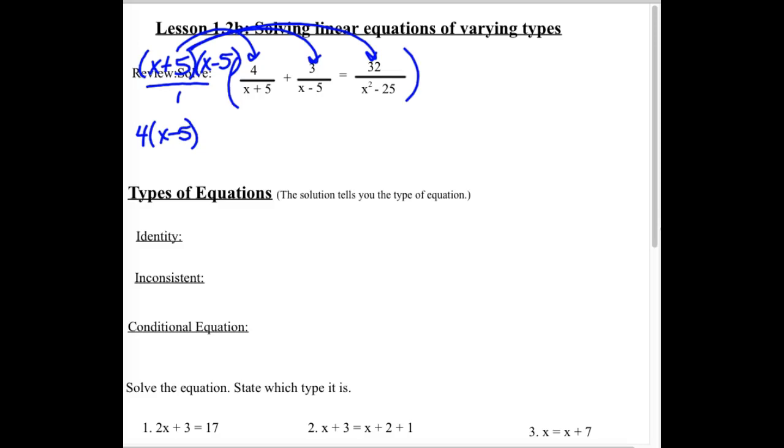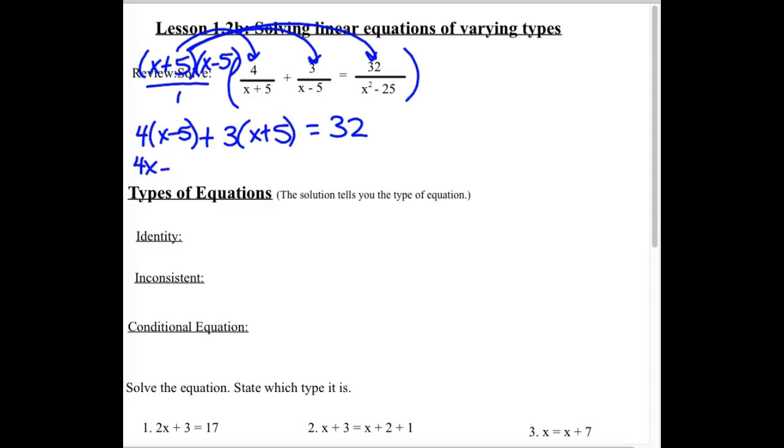When we distribute to our second term, our x minus 5s will now drop out. We still have the 3 and the x plus 5 left. When we distribute to the third one, everything should drop out because x squared minus 25 is equivalent to x plus 5 and x minus 5. So all we would have left is the 32. We okay so far? All right.